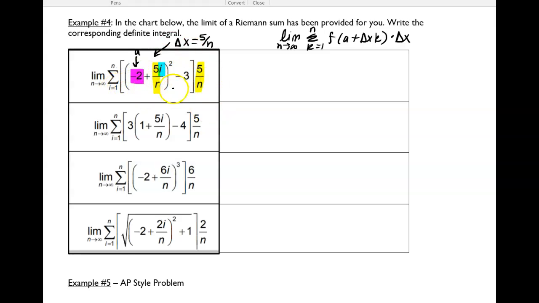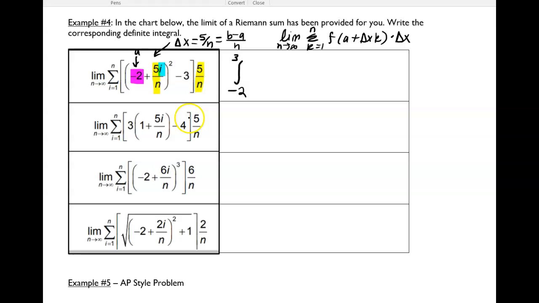So when I'm going to write my integral here, I'm recognizing that my delta x is 5 over n. And that also means that my b minus a is 5. So the width of my interval is 5. So when I'm writing my integral, I'm going to start at negative 2. My width is 5, so that means I'm going to add 5 to negative 2, which means I will go to 3. Okay, so that's the information my delta x gives me.